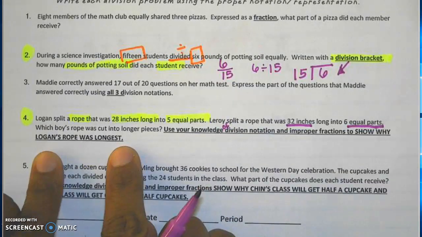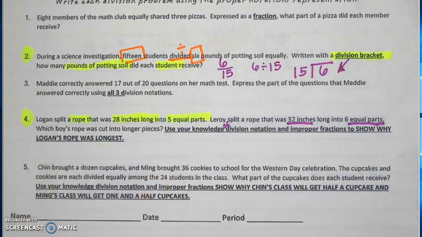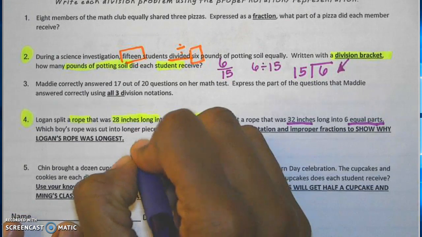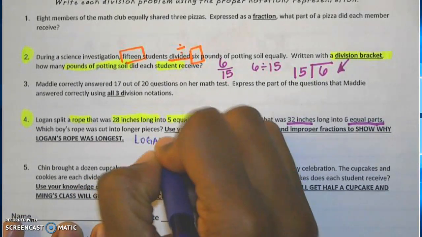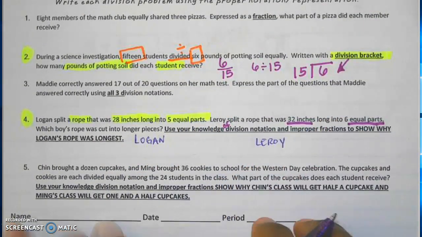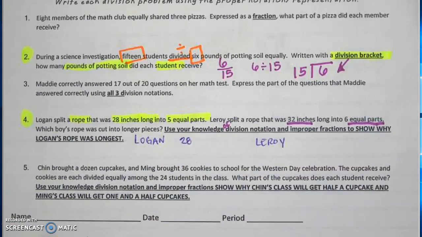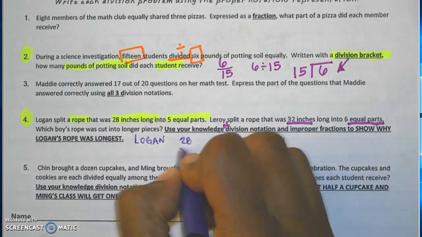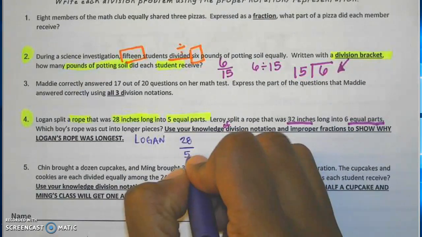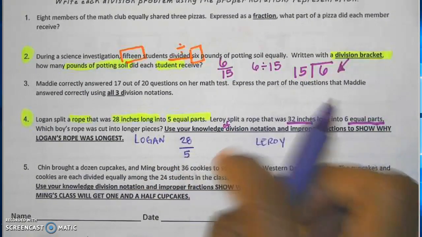So I already know that Logan's rope was longest. Now all I need you to do is to prove to me why it was the longest. So Logan had 28 inches, and I'm going to write Logan here, and I'm going to write Leroy here. Logan had 28 inches of rope. That is what is being divided. That is my dividend. I need to split it into 5 equal pieces. That's telling me how to divide it. That is my divisor or my denominator.